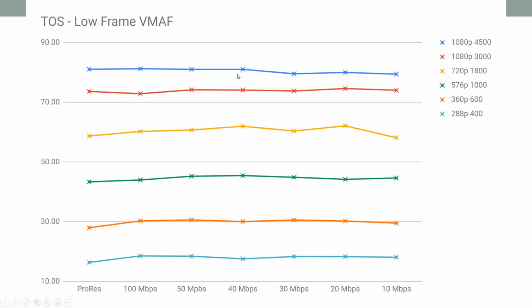In terms of low frame score, not a lot of difference here. Again, the file that we saw the most difference was in the 720p at 1.8 megabit per second file. And we see a slight degradation in all these cases, but nothing that you would expect to be visible.